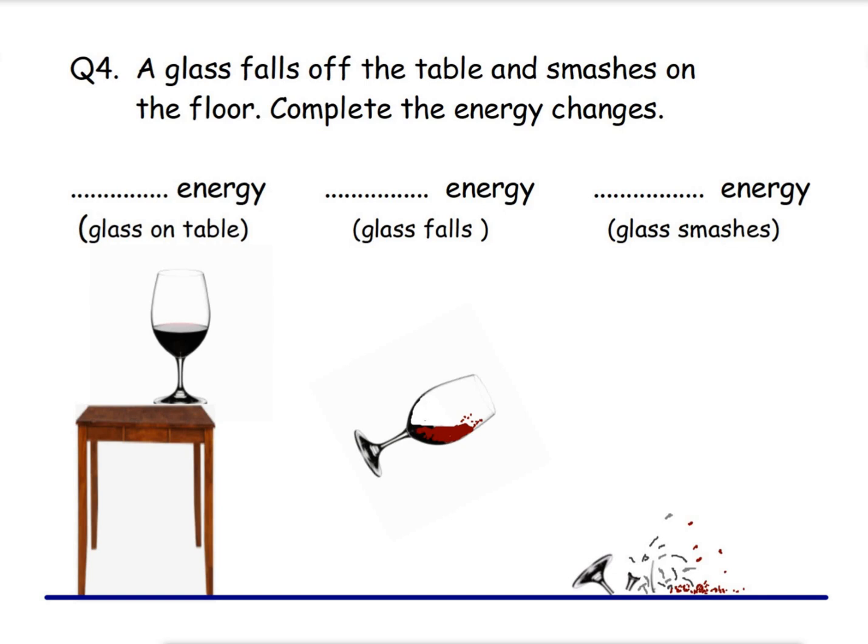So if we think at the beginning, as the glass is sitting on the table, it's being kept up above the ground, therefore it has GPE, okay, gravitational potential energy. So when the glass is on the table, it's got gravitational potential energy, GPE. As it's fallen, that would be changed into kinetic energy. And then when the glass smashes on the floor, we would get some sound energy.